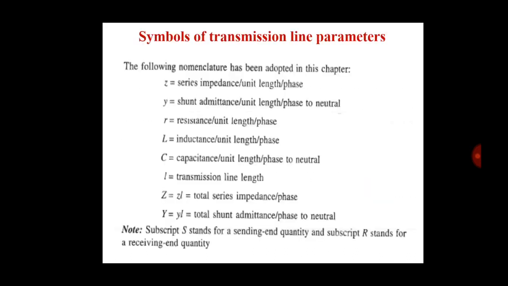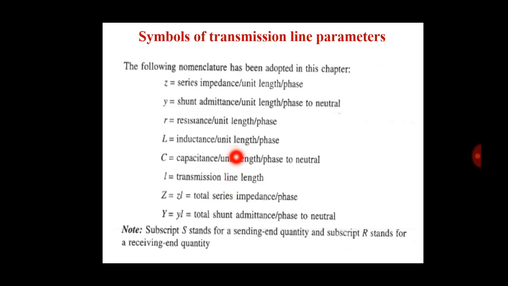Now symbols of transmission line parameters. Small z is equal to series impedance per unit length per phase. Small y is equal to shunt admittance per unit length per phase to neutral. Small r is equal to resistance per unit length per phase, and capital L is equal to inductance per unit length per phase. Capital C is equal to capacitance per unit length per phase to neutral. Small l is equal to transmission line length.